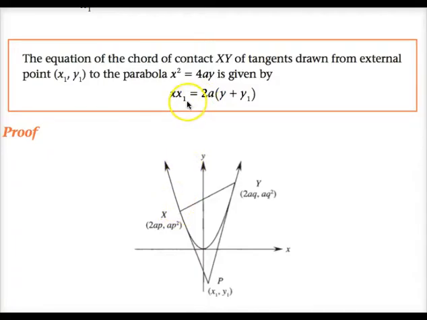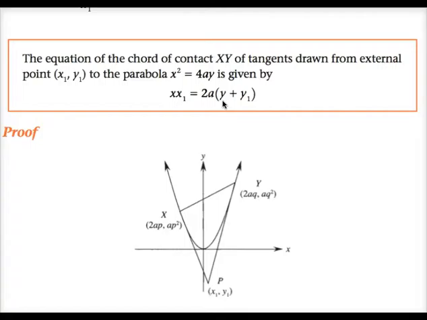All right, but what we've got here in this box is the equation of the chord XY. And it's called the chord of contact because it goes from the point of contact of the two tangents. So it's not the equation of PX or the equation of PY that you're getting. We know how to do the equation of a tangent. PY is just the equation of the tangent at Y. PX is the equation of the tangent at X. XY is the chord of contact, and that's the formula for it: x times x1 equals 2a times (y plus y1).